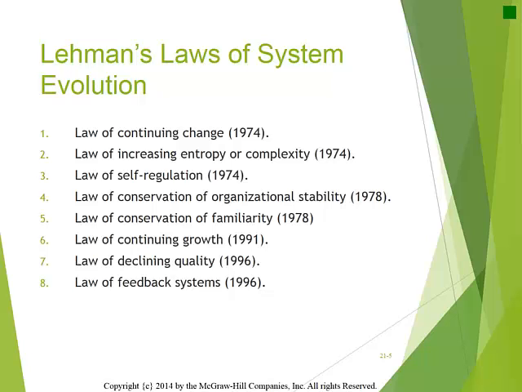7. Law of declining quality. The quality of E-type systems will appear to be declining unless they are vigorously adapted to the changes in the operating environment. 8. Law of feedback systems. The evolution process consists of multi-level, multi-loop, and multi-agent feedback systems that play a role in all the laws. That is, the other laws are due to the feedback behavior.